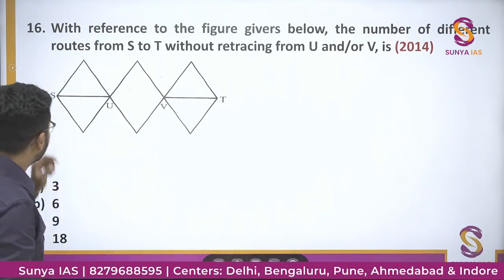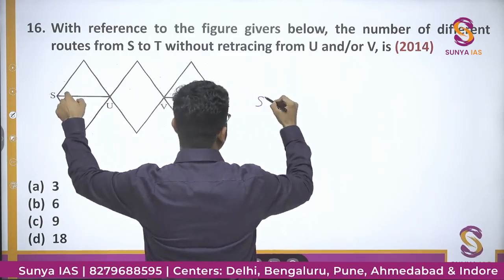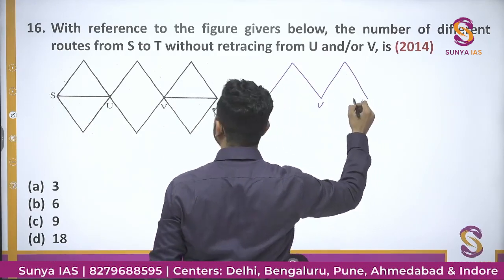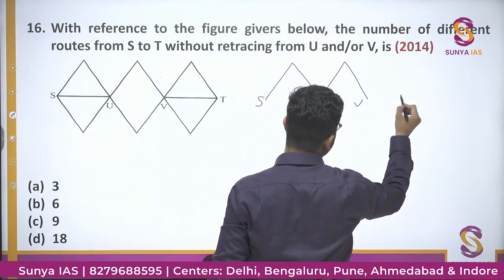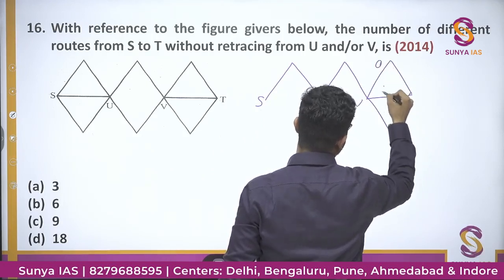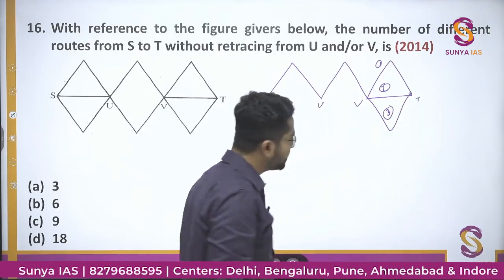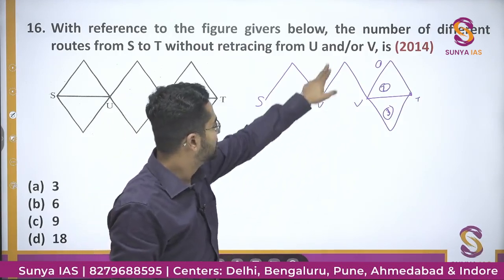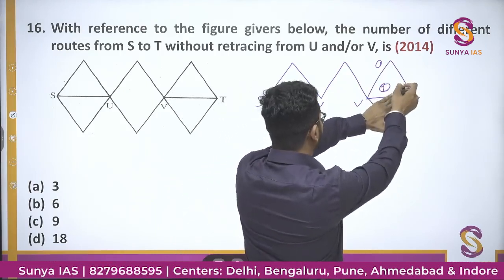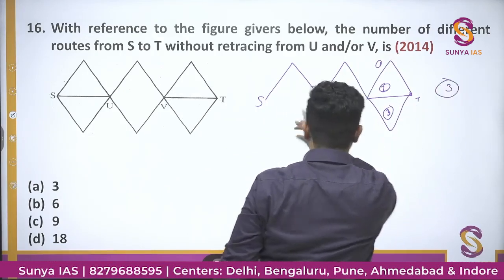There are how many ways? So let's say hum S se chale and we have taken this upper route. U pahunche, U se again we have taken this upper route, V pahunche. And then we can go to T either by this way or by this way or by this way. So this is first, second, third. This is T. Are you getting? Yahan se aise aise, and here I can take either this route. So I can go to T through either this route, or this route, or this route. So there are three routes possible if I take this route.